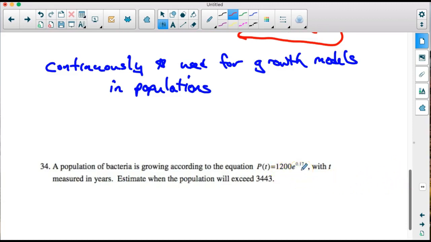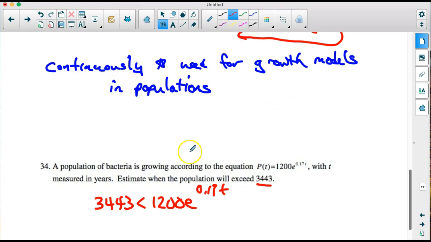It wants to know when this function, this constant growth model with a 12,000 starting number, growing at a 17% constant growth rate, exceeds 3443. So we're solving an equation that looks like this: we want to know when 3443 is less than 12,000 e to the 0.17t. We're going to need to plug this into a graphing calculator or graphing utility to figure this out.